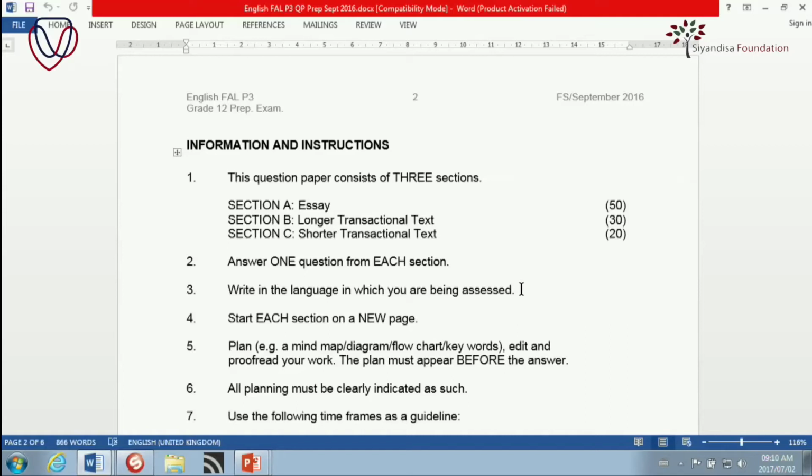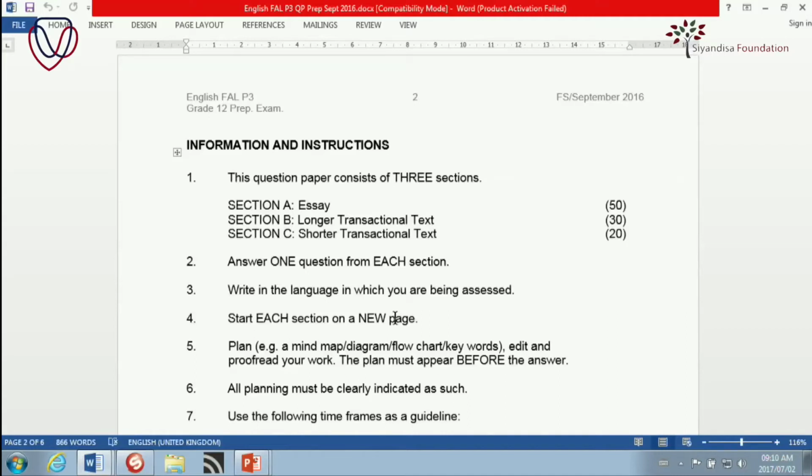Stick to English if you are writing in English. Start each section on a new page. Now, people, please, I'm sure by this stage, at your schools, you have seen an exam book. It's got 24 pages on which you can write. That's a lot of pages. Don't worry, start each section on a new page.